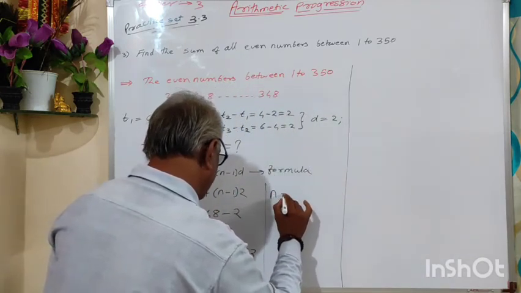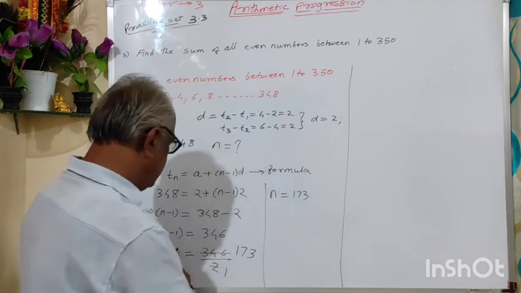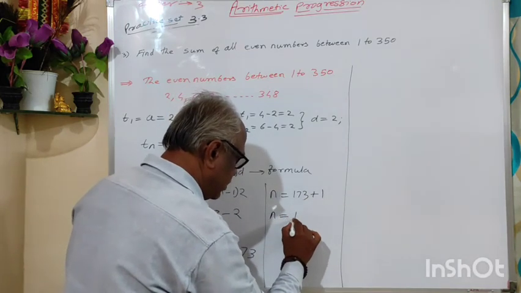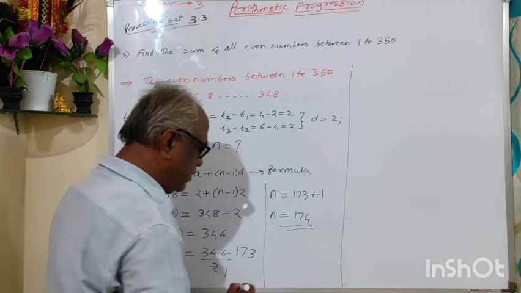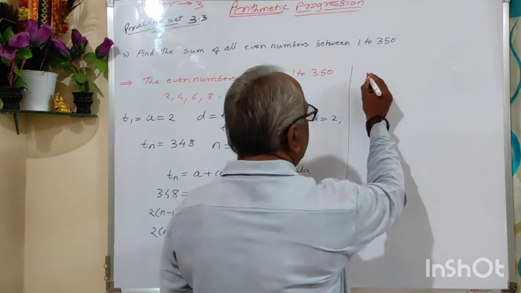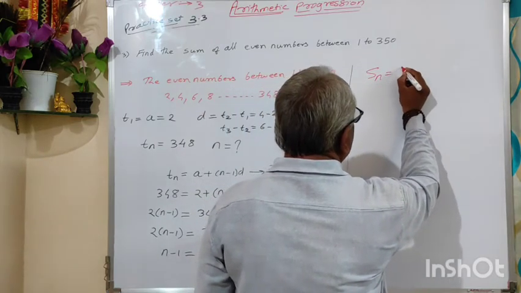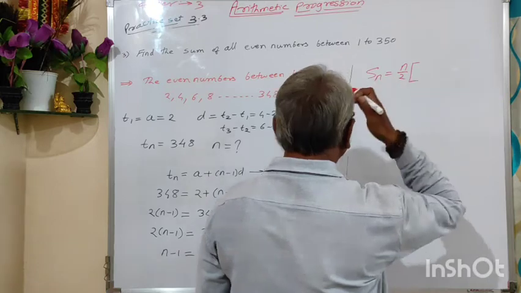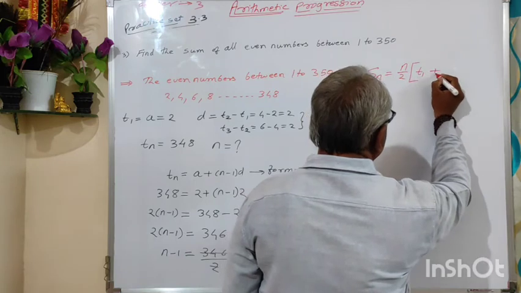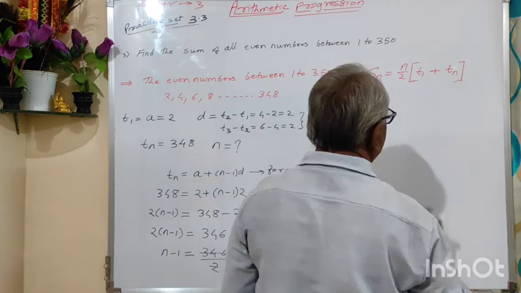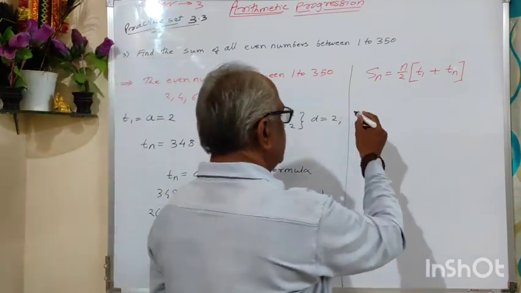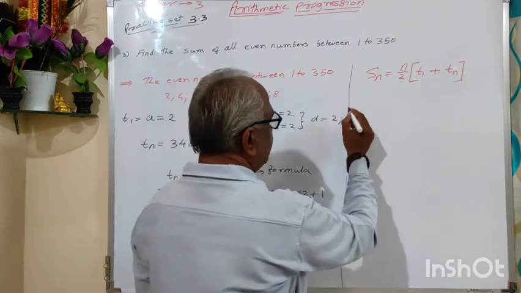So here again I will write the remaining part. n minus 1 is equal to 173. This minus 1 shifted to the other side becomes plus 1. So n is equal to 174. Now when we get n, you can find Sn. You can use the other formula, where Sn is equal to n upon 2 in bracket T1 plus Tn, since the first term and the nth term are both given. By using this formula also we can find the sum. Now here n is equal to 174.